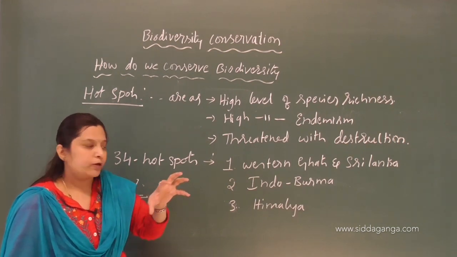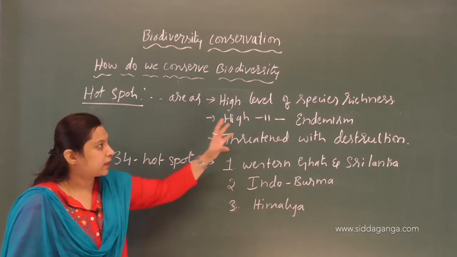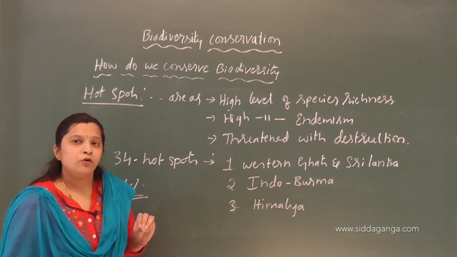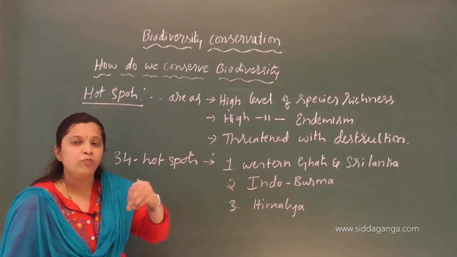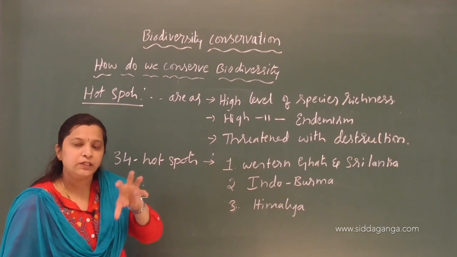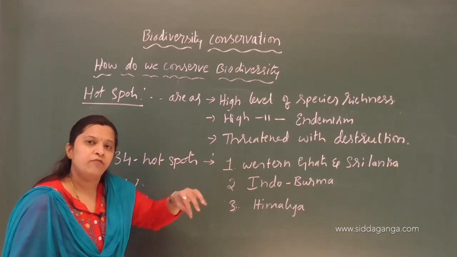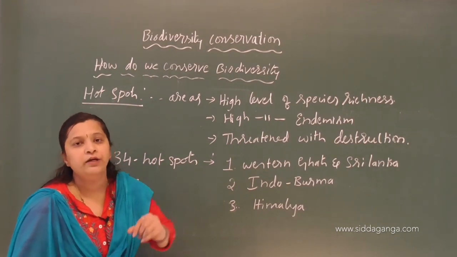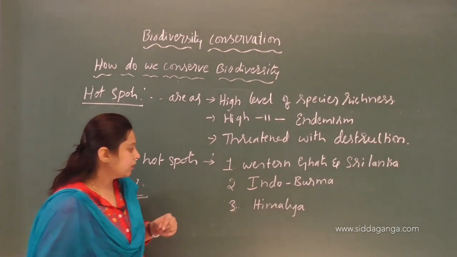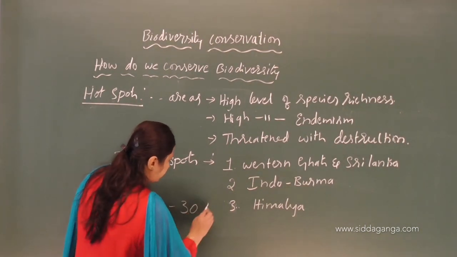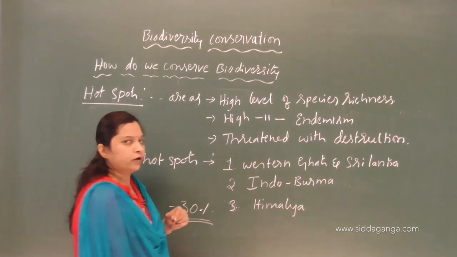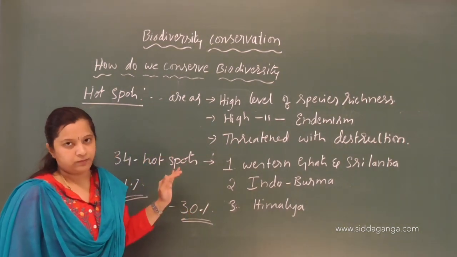If we strictly protect these hotspots, we could definitely reduce the ongoing sixth mass extinction, which we talked about in the earlier class. Because hotspots are areas with high species diversity, with more species in a limited area, strictly protecting them could reduce the mass extinction by 30%. So that's hotspots.